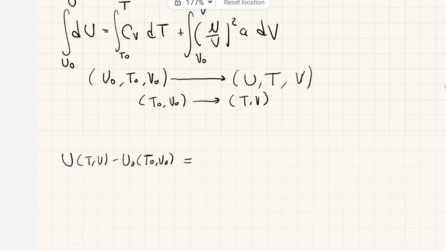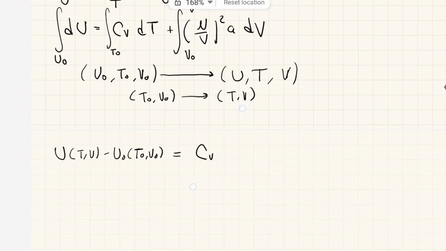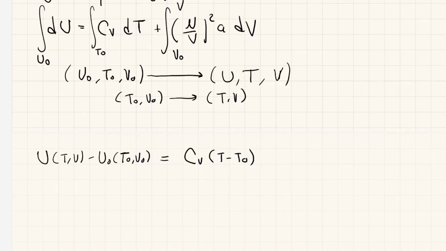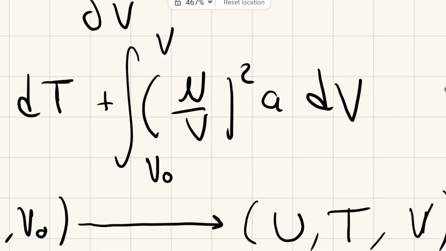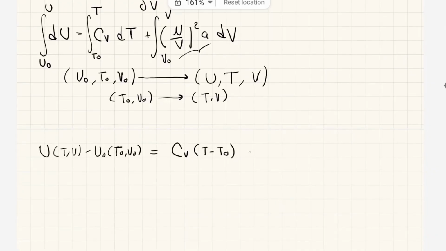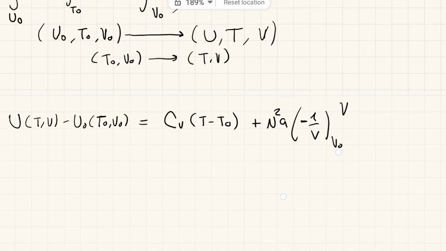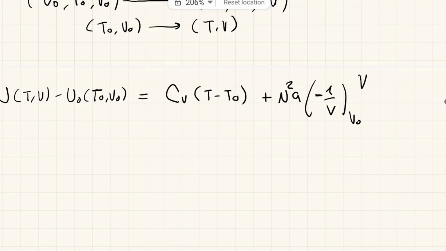So if we consider that, we can just take the heat capacity out of the integral to get Cv, and then the integral from t0 to t of dt, which we know is only t minus t0, right? And then we just need to take this other integral, which is a very easy integral. In this case, we do have an expression for the volume inside the integral, so I think it's not very hard to see that this is going to be n squared a and then minus 1 divided by v from b0 to b, right? That is the integral of n squared divided by b squared a with respect to the volume.